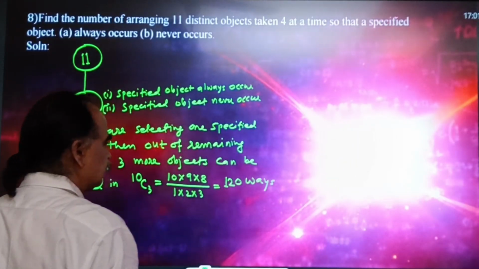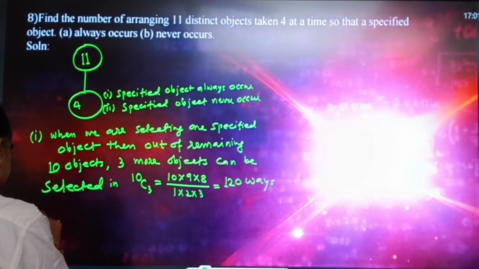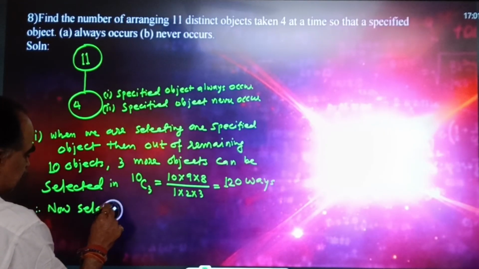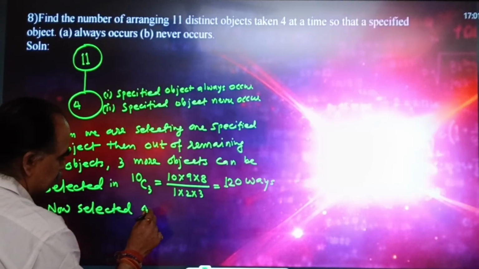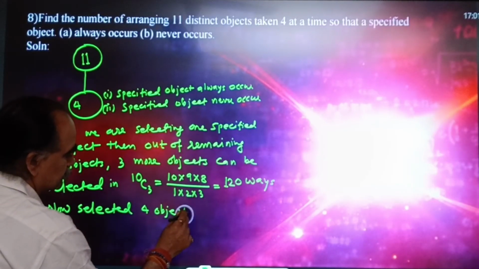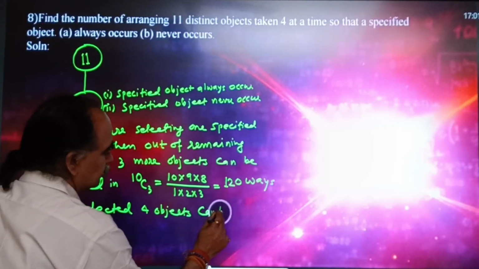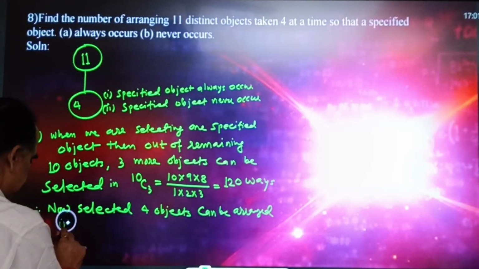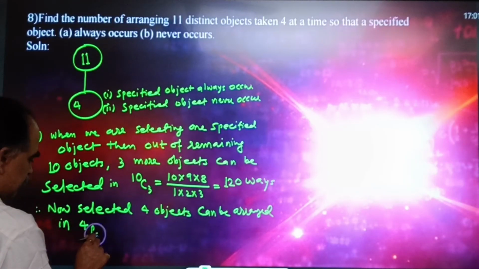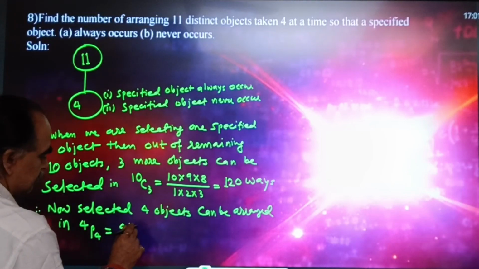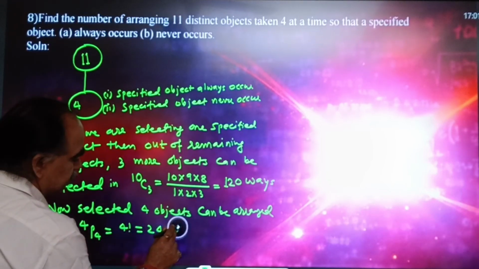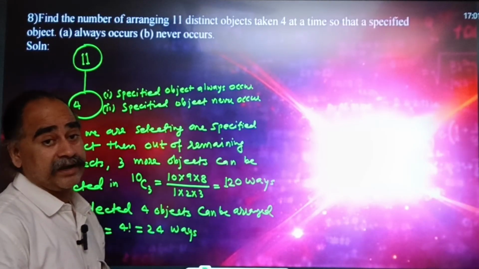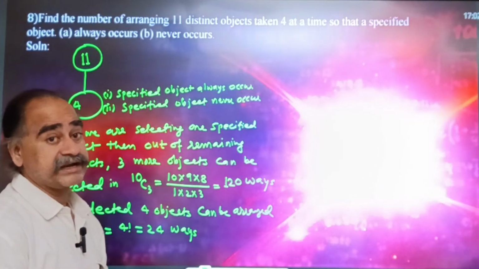Selected in 10C3, 120 ways. Therefore now, selected 4 objects can be arranged in 4P4, 4 factorial, 24 ways. एक सिलेक्शन का 24 अरेंजमेंट हो गया. And like this there are 120 ways of selecting 4 objects.